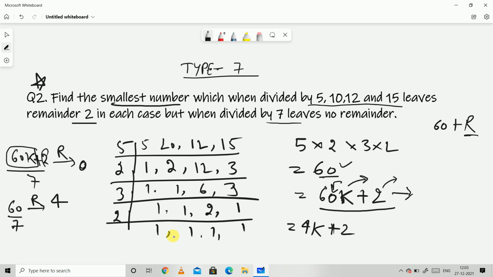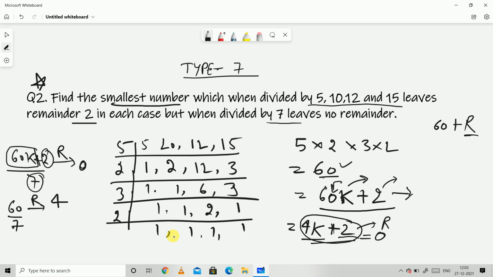Because if you divide this 2 by 7, you will be left with the remainder 2 only. And if you divide 60k by 7, you will be left with the remainder 4k. So this is the remainder part. If I divide 60k plus 2 by 7, this is the remainder part, but I don't want any remainder. This 4k plus 2 is the remainder that I am getting when I divide 60k plus 2 by 7, but I don't want this remainder. This should become equal to 0, right?